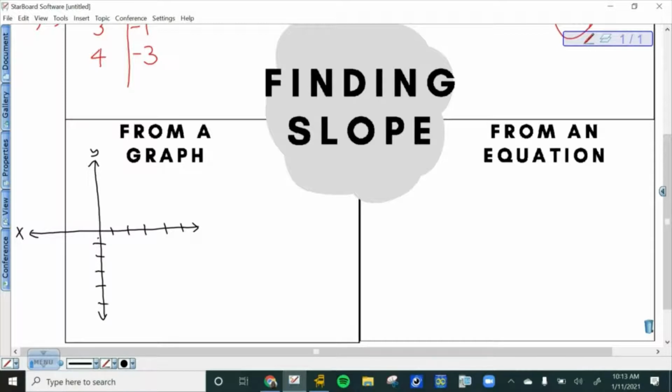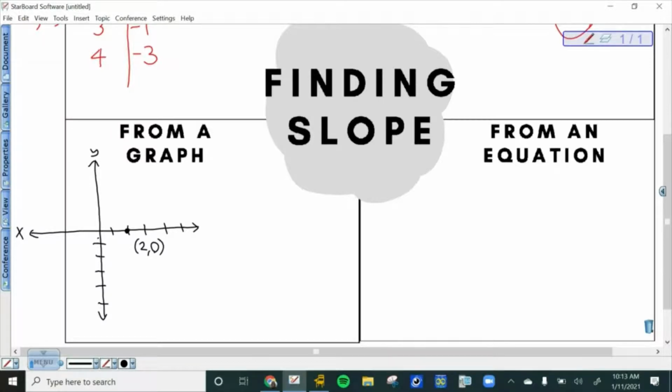So I'm going to draw a point right here. What is the ordered pair of this point? What are the coordinates? What's the x coordinate of this point? 2. And what's the y coordinate? 0. So what's the ordered pair? 2, 0. X goes first.